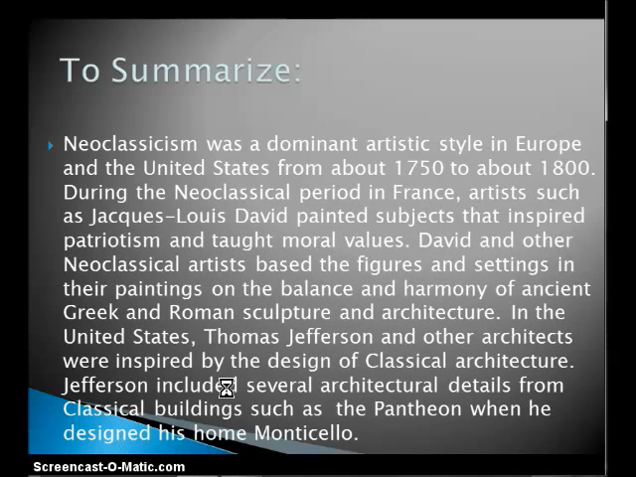David and other neoclassical artists based their figures and settings in their paintings on the balance and harmony that they saw in Greek and Roman sculpture and architecture. In the neoclassical paintings that we see, you'll see a direct tie to the sculptural application of the human figure as well as the setting in which the figures are put. In the United States, Thomas Jefferson and other architects were inspired by the design of classical architecture, Jefferson more specifically by the Pantheon.